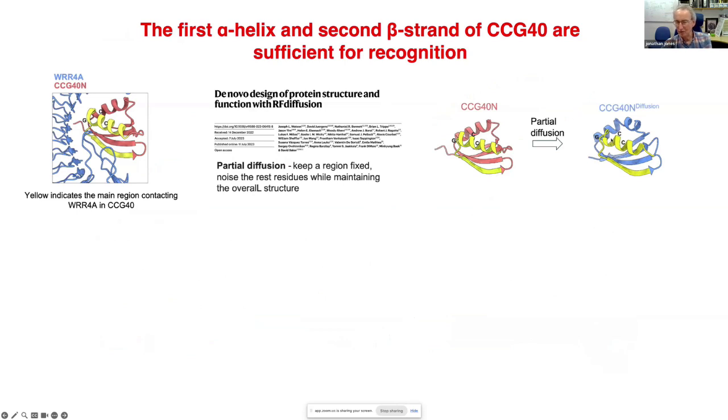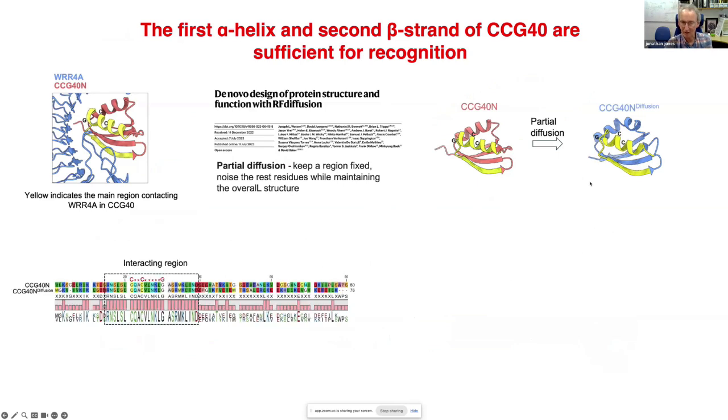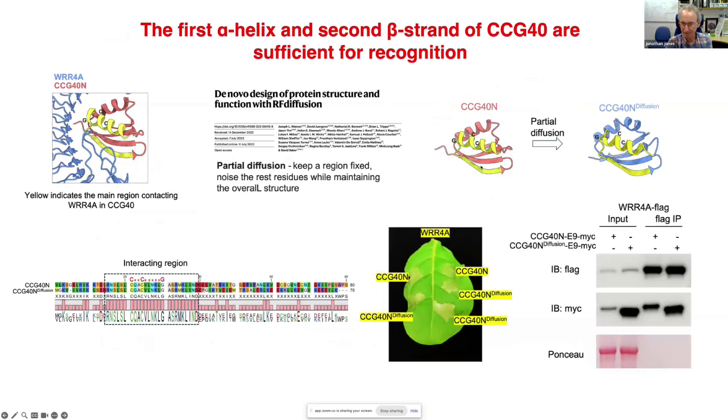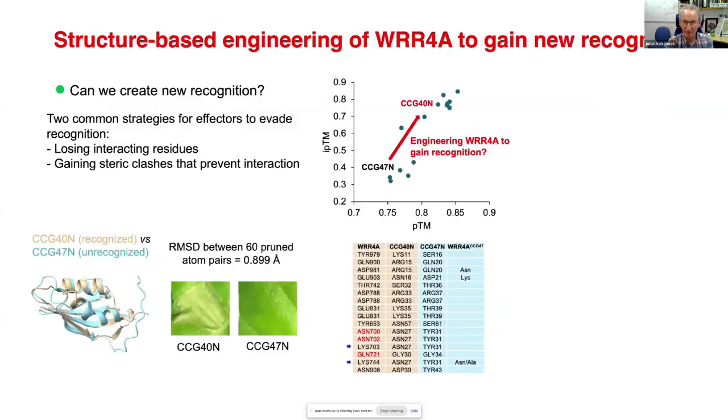used RF diffusion to generate something that had the same structure but had a completely different amino acid sequence. And we found that that still activated defense. So we were right in thinking that this yellow region here was all that's needed for recognizability. It's just verified with some co-IPs and some HR assays.